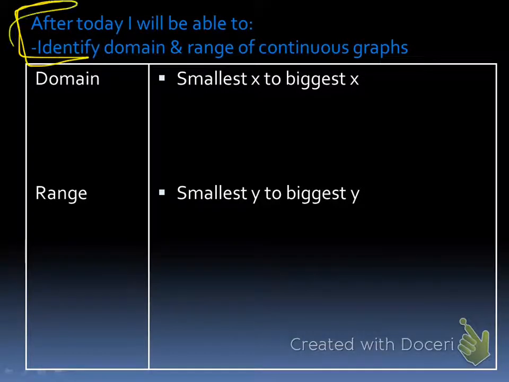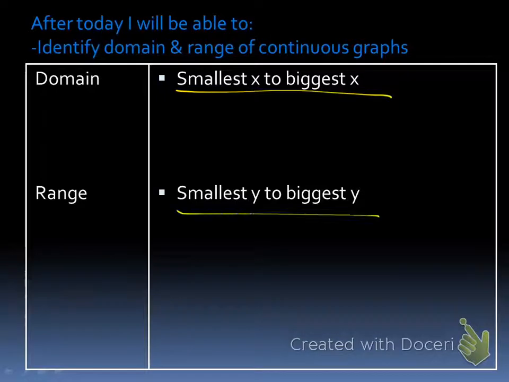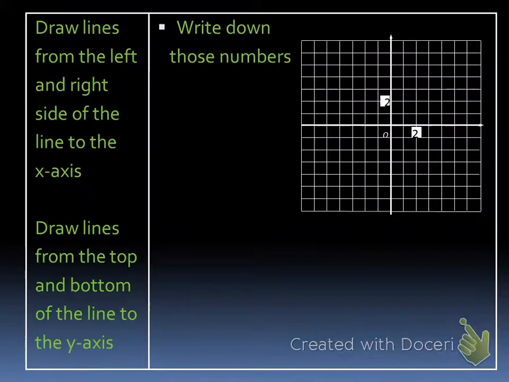Same goal as before, except now instead of discrete, it is continuous. Okay, we talked yesterday, domain is the x's, range is the y's. That should not be a surprise to any of you. The way it's a little different though now, because now you are going to have a sort of graph.